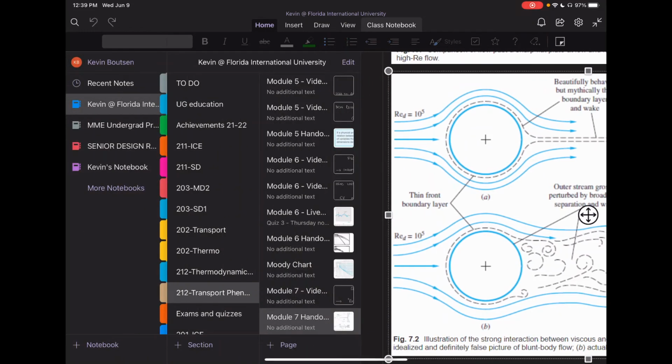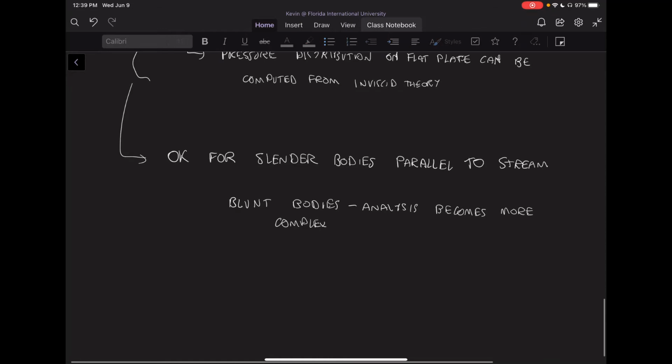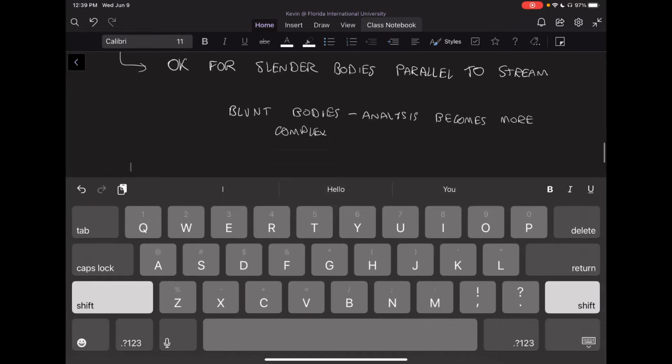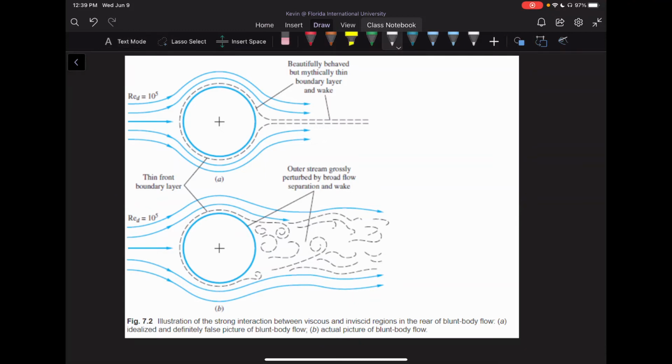So a flat plate body has a nice, simple growing boundary layer that's very simple to analyze based on the Reynolds number. Now, a blunt body has this that we can see here. So in A, we have an idealized explanation of how a blunt body could happen. So this is ideal, okay? This is not real, okay?